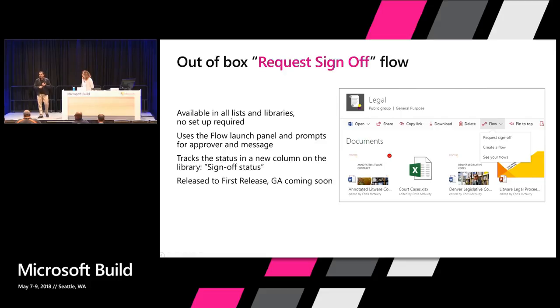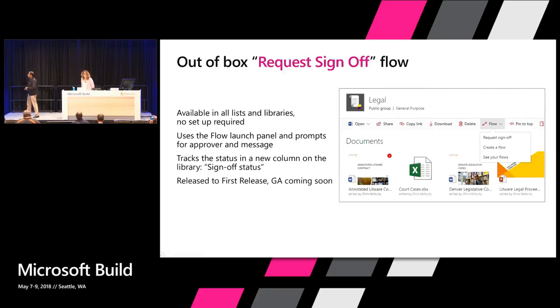So leveraging the Flow launch panel, leveraging the modern approvals experience, and the ability to share your flows with lists and libraries, we've just rolled out an out-of-box request sign-off flow on all modern SharePoint lists and libraries. This has been released to first release, and it's coming to everybody very soon. The idea here is that for a selected item or for a selected file, you can click on the Flow menu, click on Request Sign-Off, and get approval from anybody in your organization.